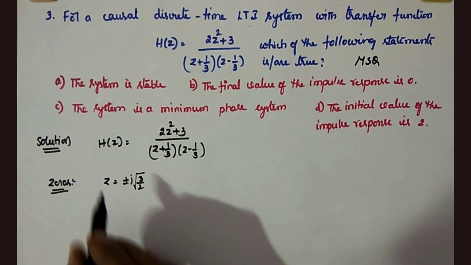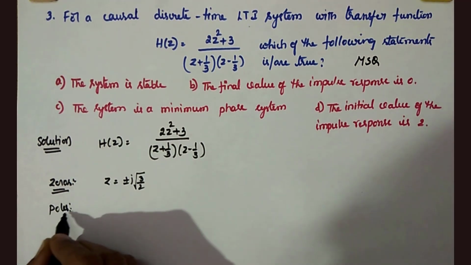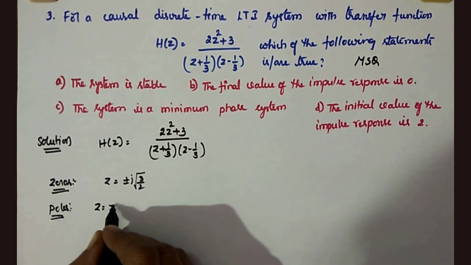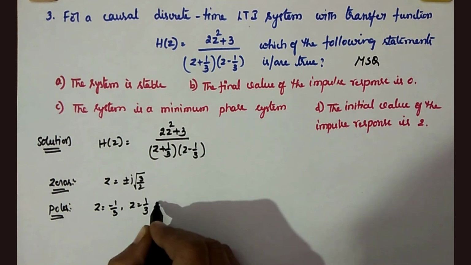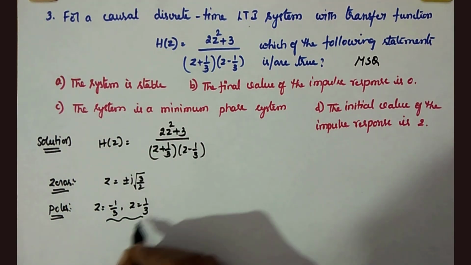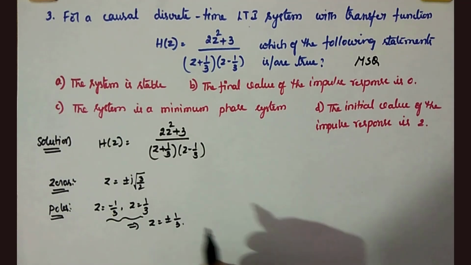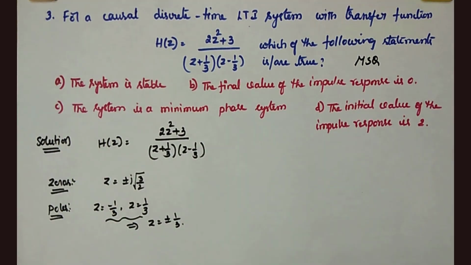Then, what are the poles? Poles are z = −1/3 and z = 1/3. So totally you can write z = ±1/3. Those are the poles, and the others are the zeros. So first we'll see, for the first option, whether the system is stable.